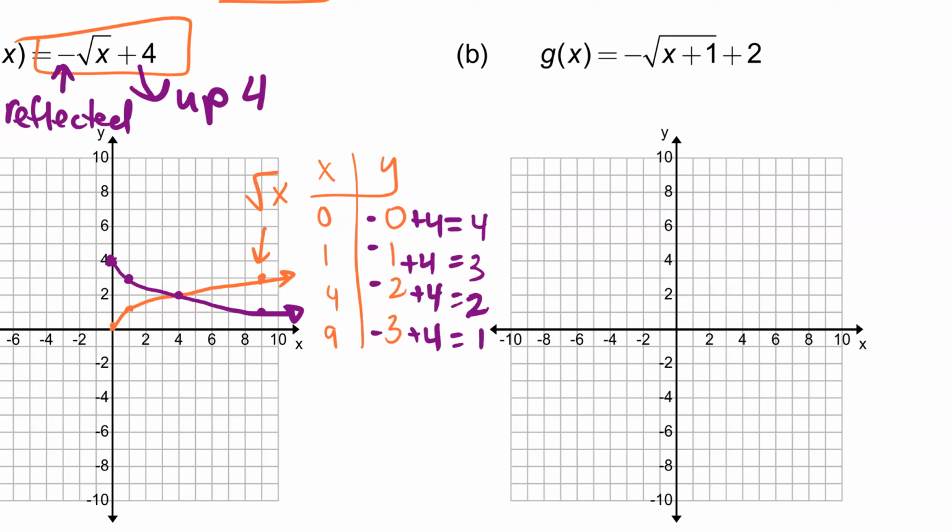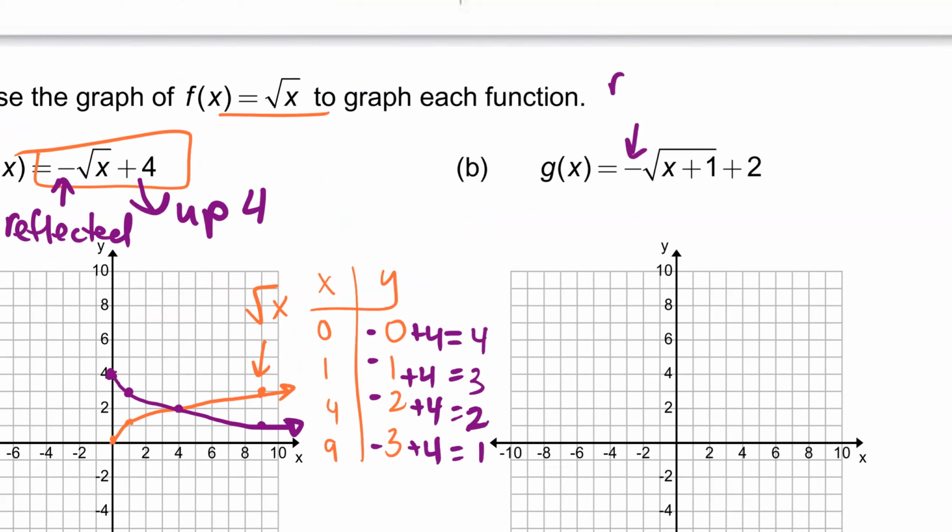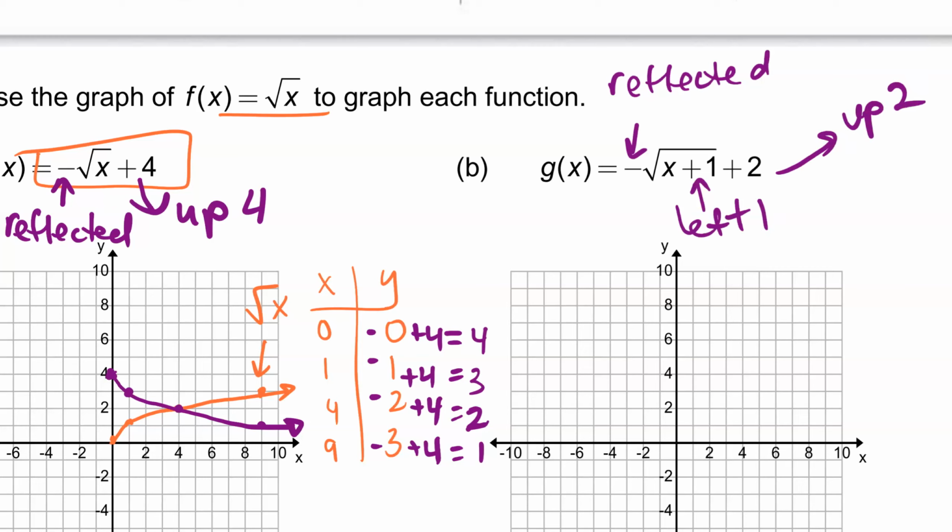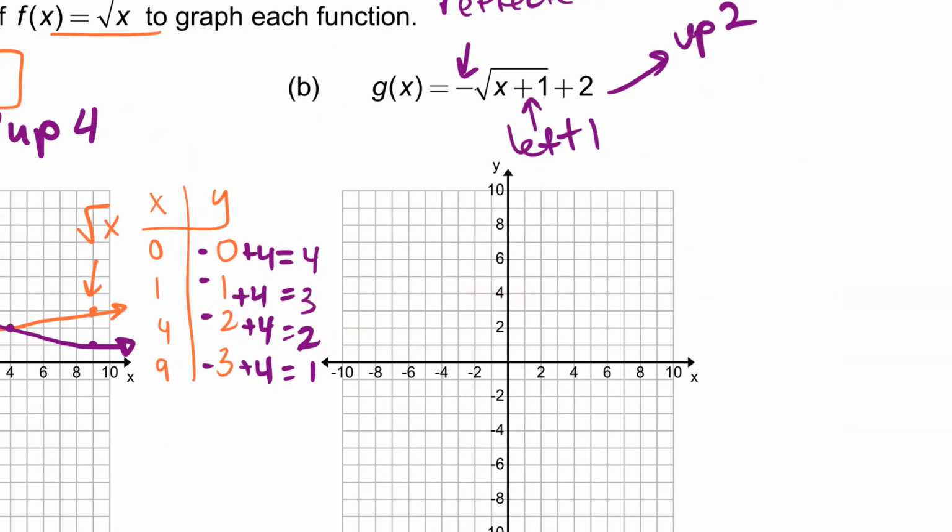Okay, who wants to talk about what's happening here? It's reflected over the x-axis. It's going to the left one, and it's going up. Okay, so there are 3 different things happening.